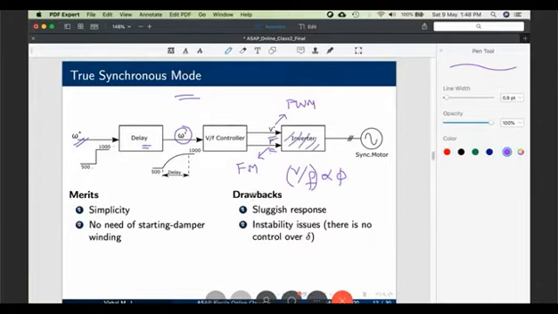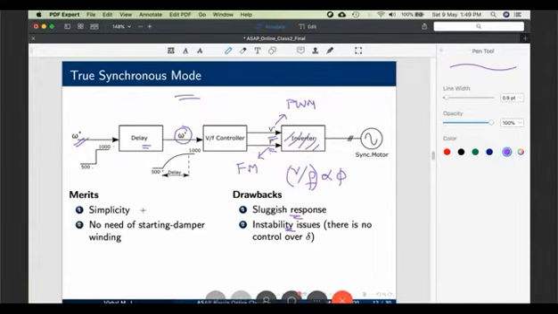Okay, let's see the drawbacks first. The response is sluggish. I wanted to change the speed to 1000 immediately, whereas it takes several seconds to do that. Why are we introducing a delay? To overcome the instability issues. Either you have to live with sluggish response to avoid instability, or you welcome instability to improve the speed of response. Together this will not work.